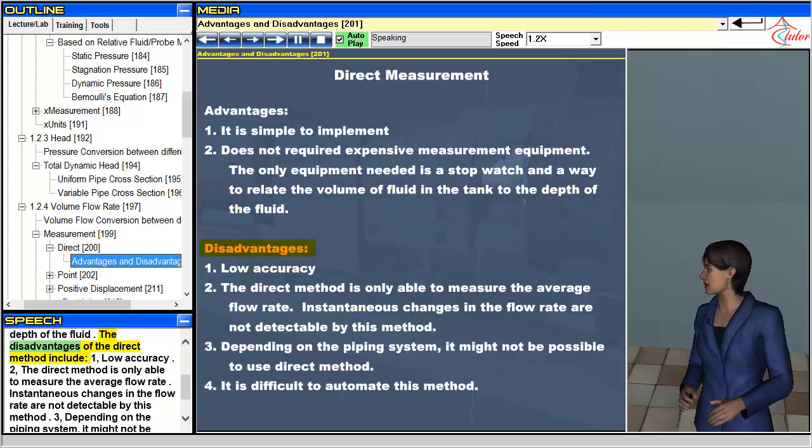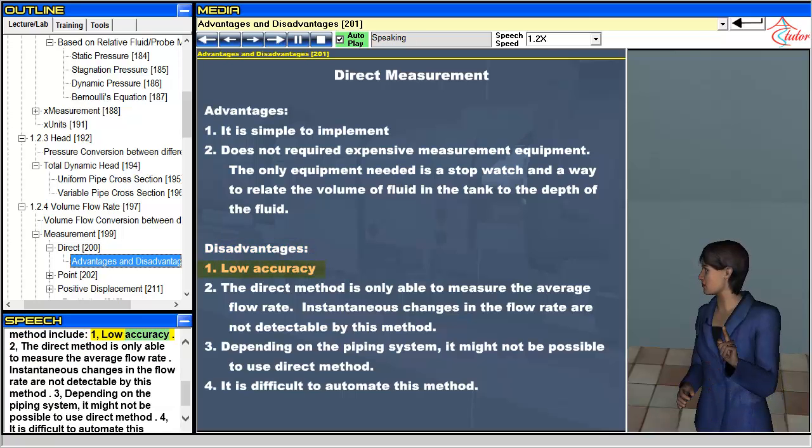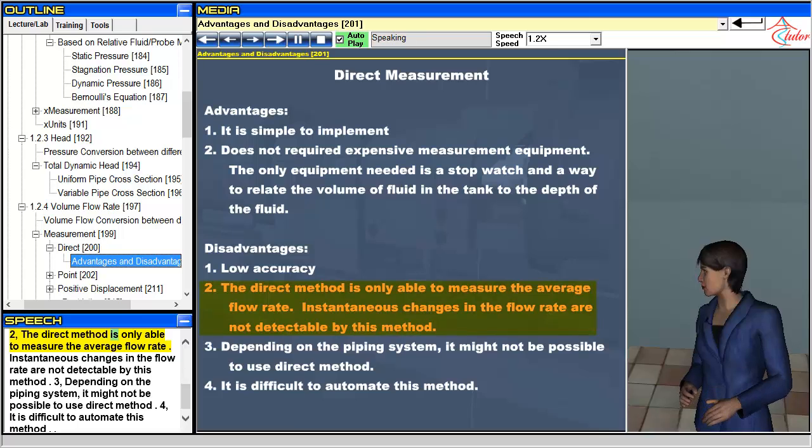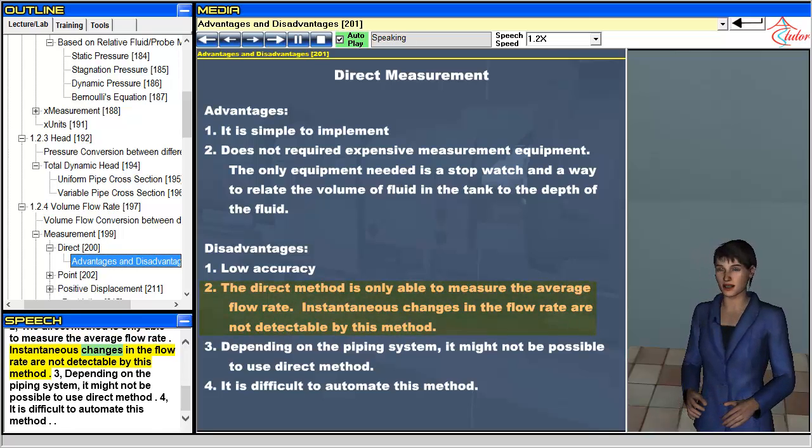The disadvantages of the direct method include: 1. Low accuracy. 2. The direct method is only able to measure the average flow rate. Instantaneous changes in the flow rate are not detectable by this method. 3. Depending on the piping system, it might not be possible to use the direct method. 4. It is difficult to automate this method.